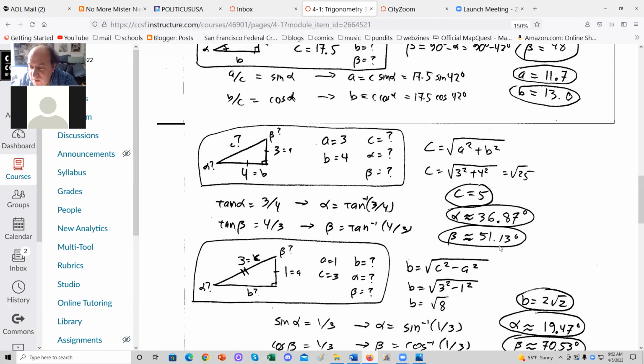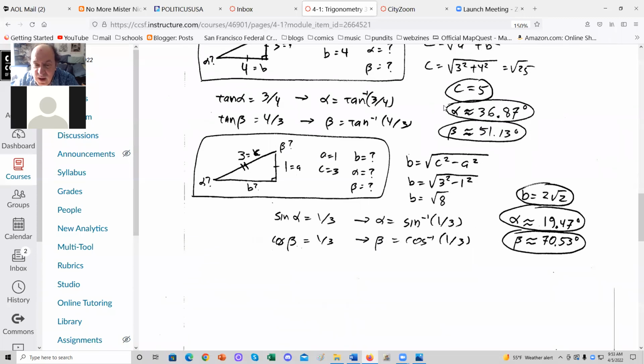I could have gotten it also by taking 90 degrees minus this alpha, 90 minus 36.87, and you should get 51.13. And you do, but I actually prefer to use what I like to call fresher ingredients. Rather than a derived quantity like alpha, let's start from the given quantities A and B. That's because when you calculate, errors tend to accumulate and so on.